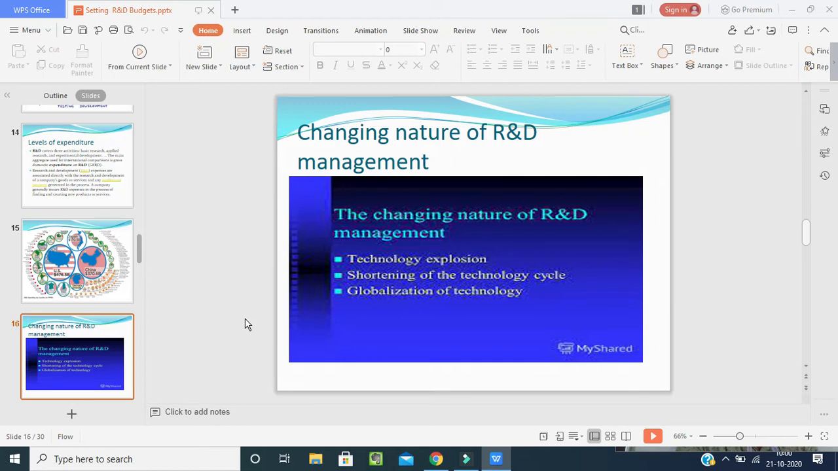Now, changing the nature of R&D management. How will the changes take place? Technology explosion will be there. Shortening of the technology cycle. Globalization of the technology. Technology explosion, how it takes place by seeing the changes in the technology, and shortening of the technology cycle by seeing the demand in the market. The people will shorten the technology, depending on how much technology is needed for this concerned product, goods or service. Depending on it, they will go for the short term. Nowadays, they don't want to spend more on IT also, because social media has come and it is doing free of cost work for everyone.